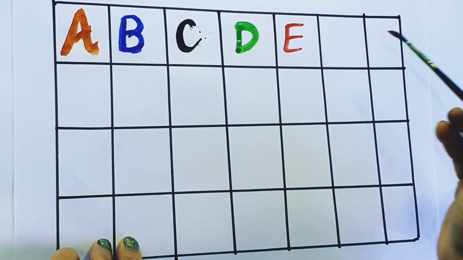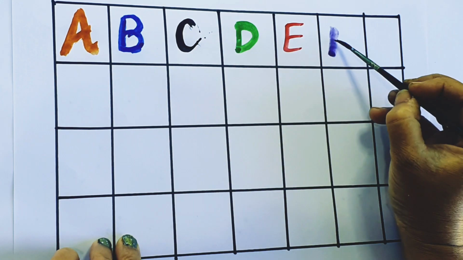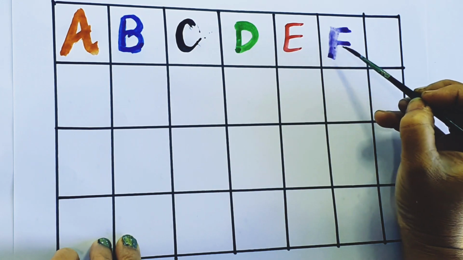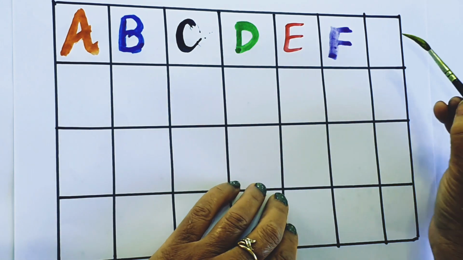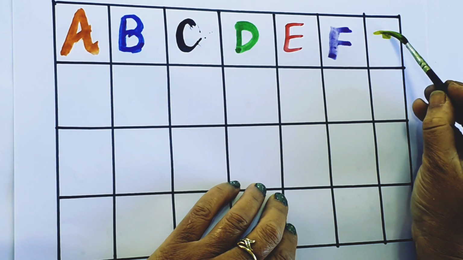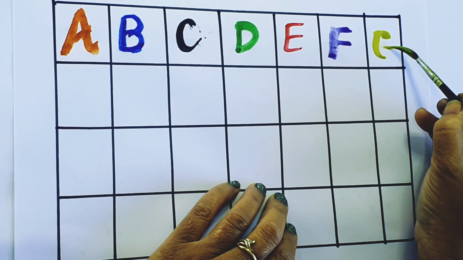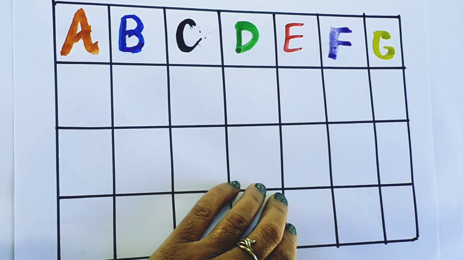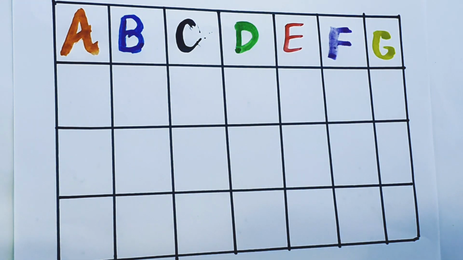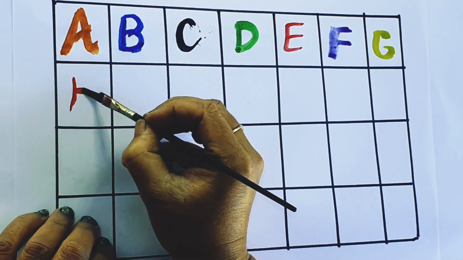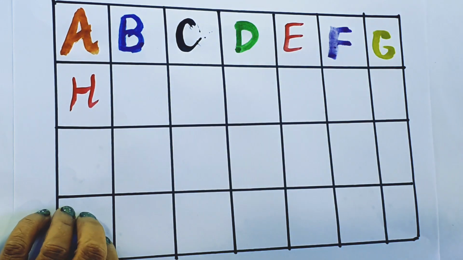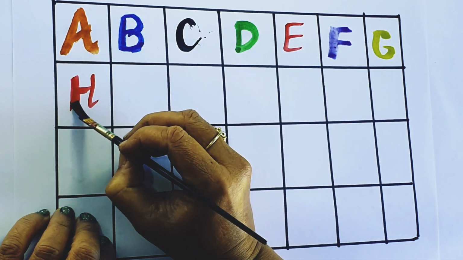Purple color. F for fish. F for fan. Yellow color. G. G for goat. G for girl. Red color. H. H for house. H for hen.